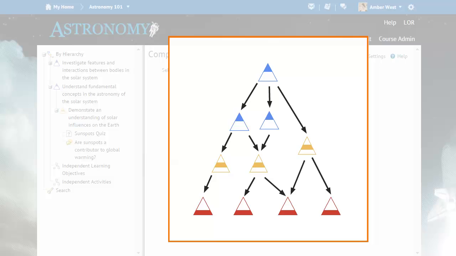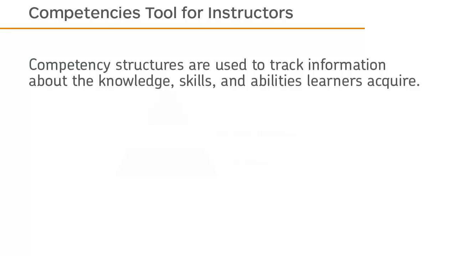Competencies can be created within a course offering, but they can also be created in higher org units, such as departments and semesters, and shared with multiple course offerings. This allows your organization to track user achievements across multiple semesters and courses. Competency structures are used to track information about the knowledge, skills, and abilities learners acquire.